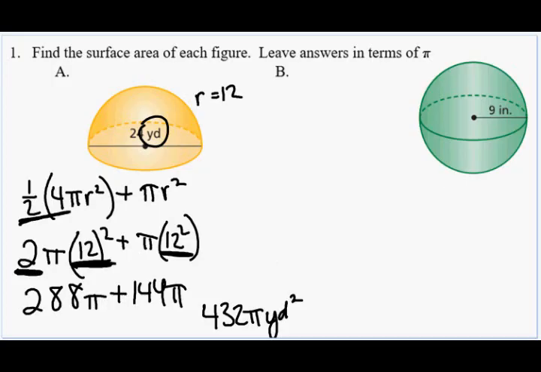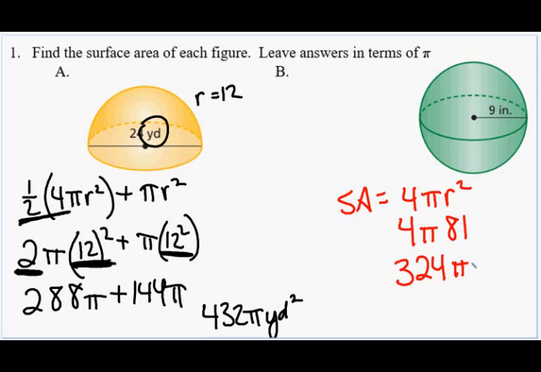All right, and in part B here, a little easier. It's just a regular old sphere. They hand us the radius on a silver platter. So our surface area is 4 pi radius squared. That'll be 4 pi times 9 squared. 9 squared is 81. 4 times 81 is 324 pi. Units are inches squared.